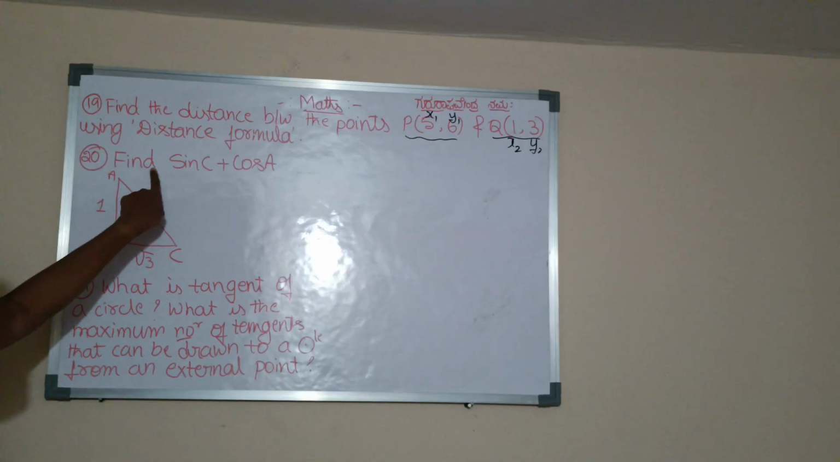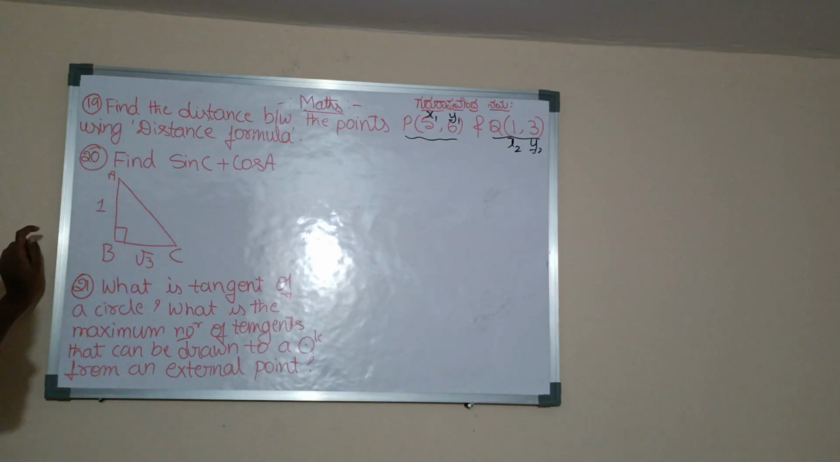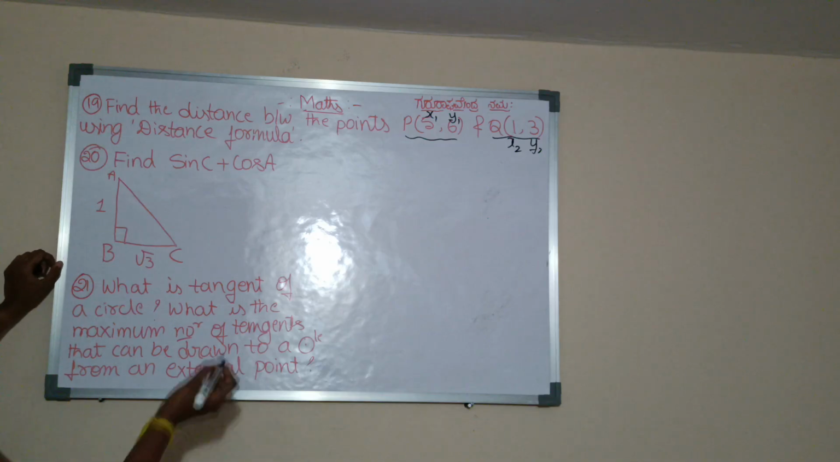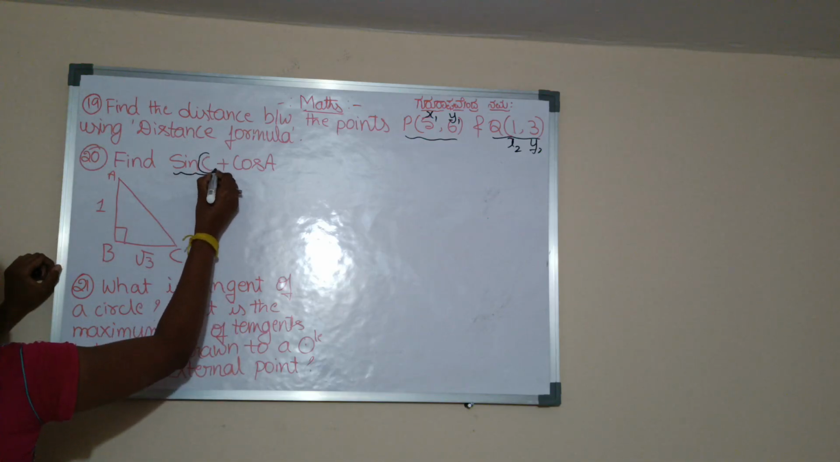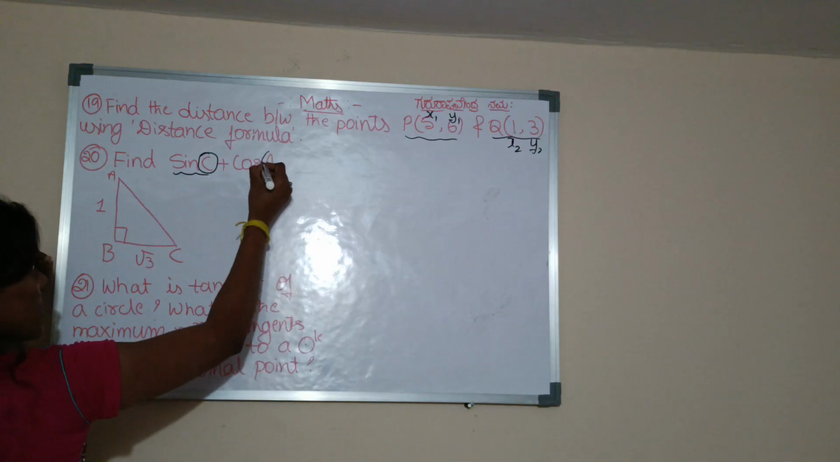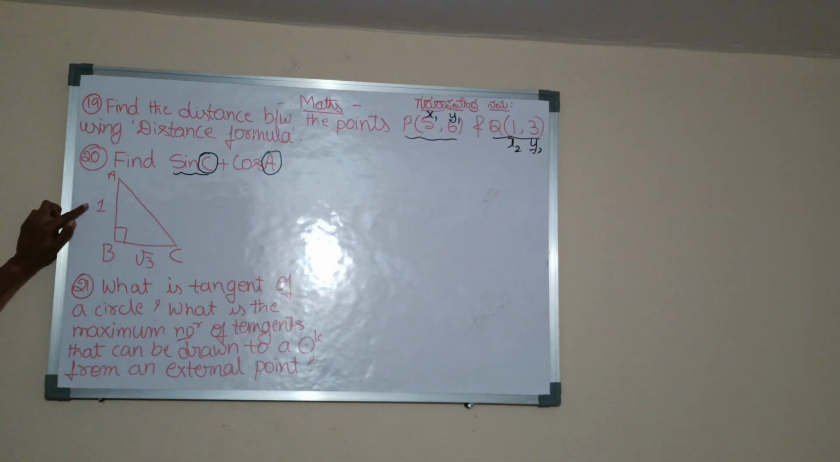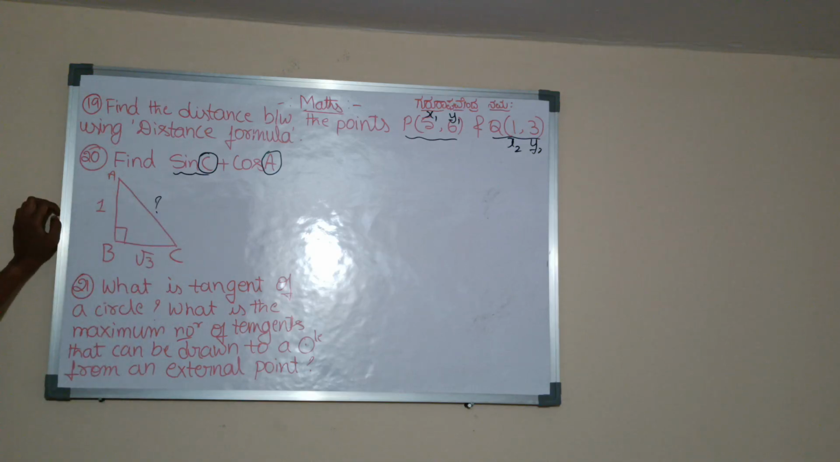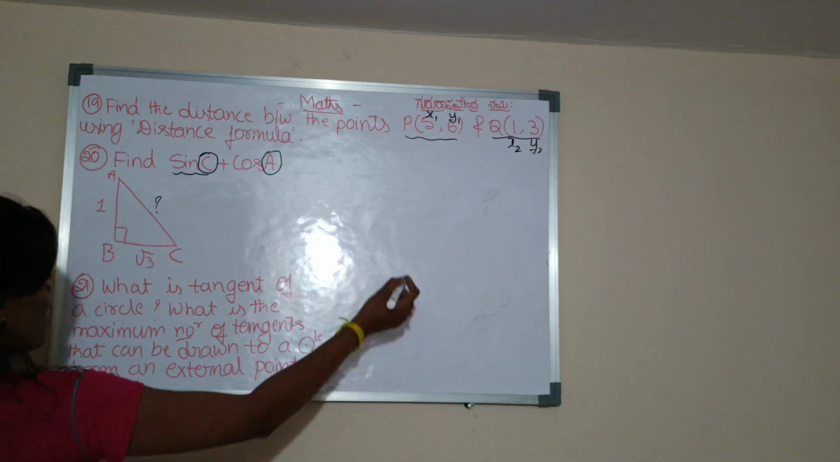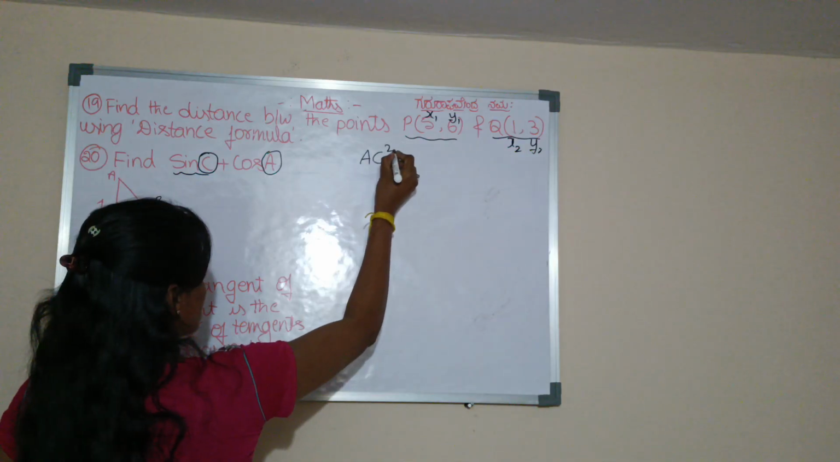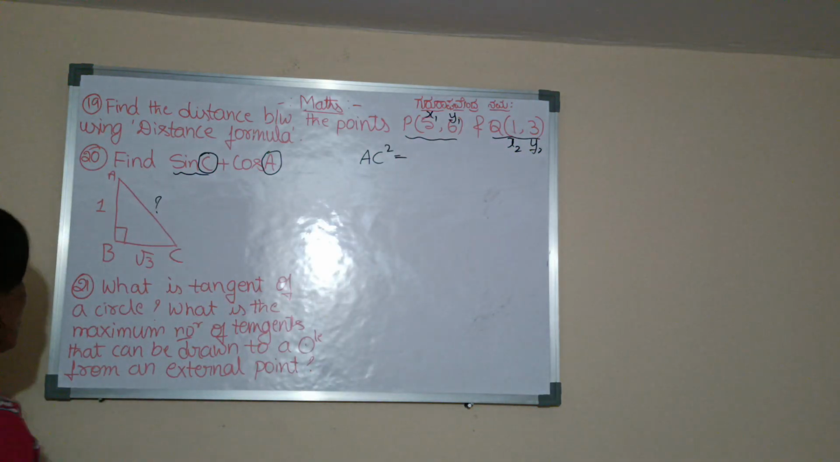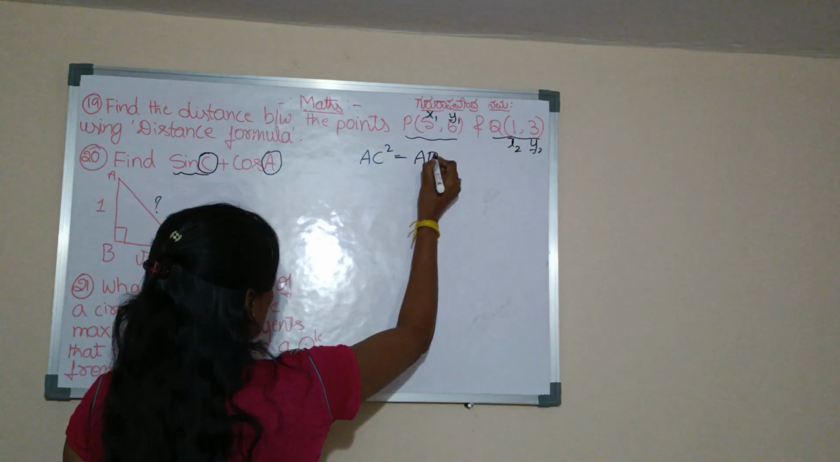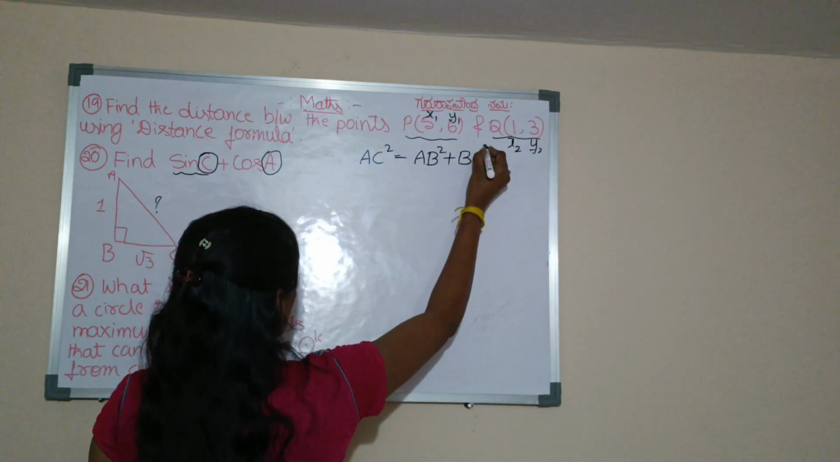Next question. Find sin C plus cos A. Here they given a right angle triangle. Trigonometry question. You have to observe angle sin C and cos A. Before that, check here. They given AB value, BC value. They not given AC. How can we find out AC? Using Pythagoras theorem, you have to find that AC value. What will be Pythagoras theorem here? For triangle ABC, hypotenuse side AC square is equal to AB square plus BC square.